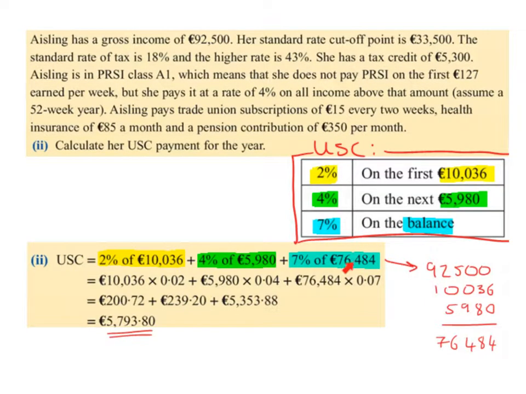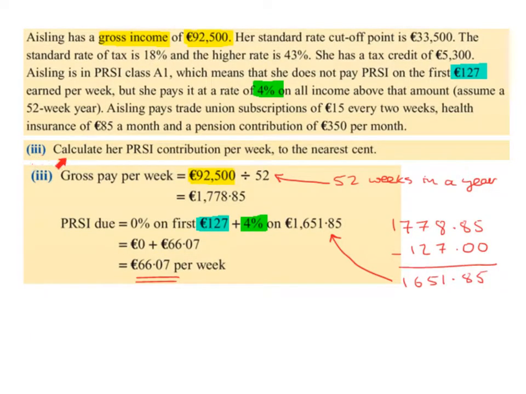So the balance is going to be €76,484 because her gross income of €92,500 minus €10,036 minus €5,980 leaves us with €76,484. So she gets 7% of that, which is €5,353.88. Adding the three values, we get €5,793.80. So this is the USC she pays for the year.